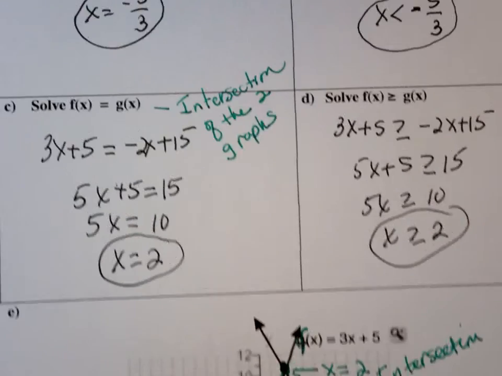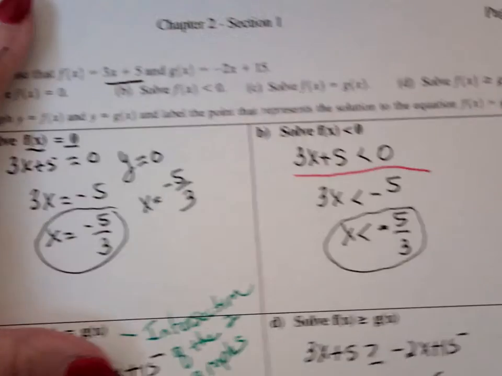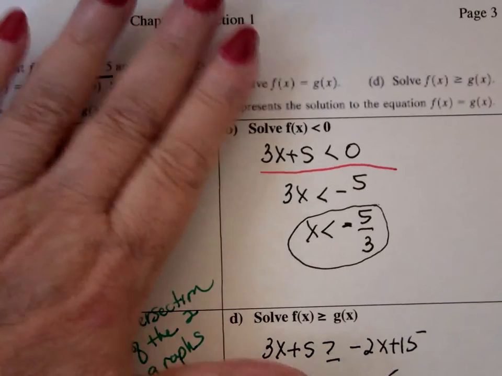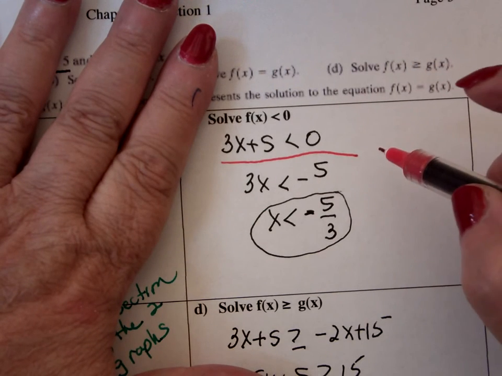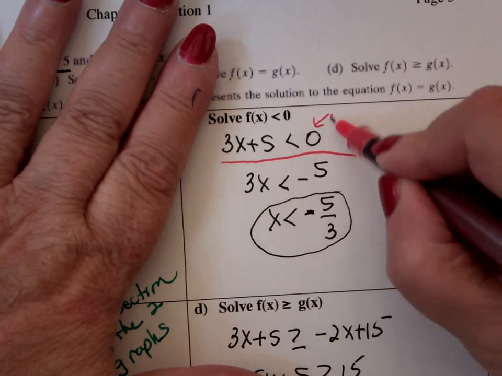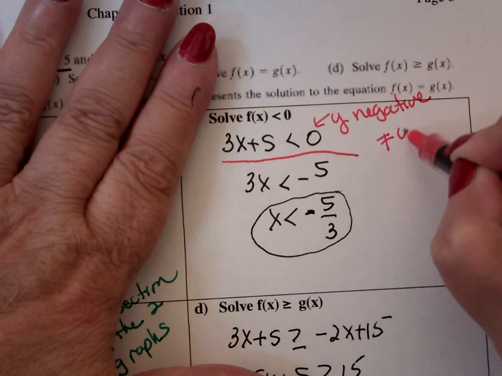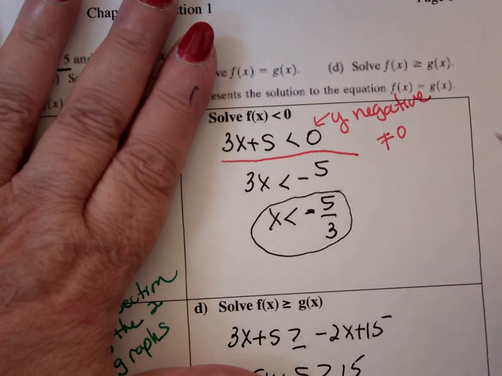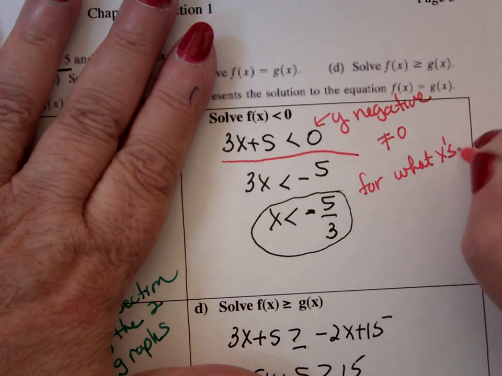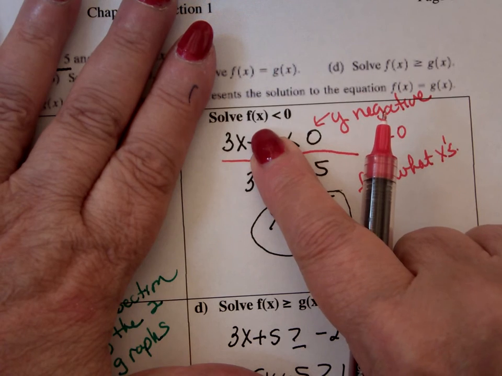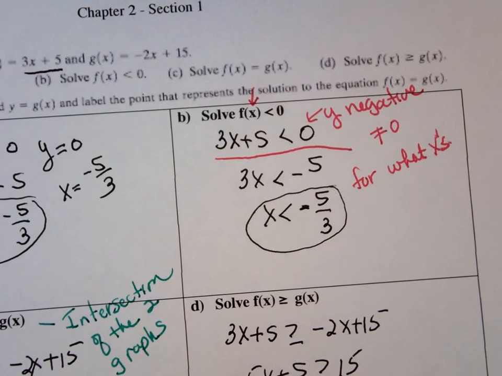It asked me a question. Where is 3x plus 5 less than 0? What it's asking me, basically, is I want to have y negative and not equal to 0. And for what x's? Because it says y is less than or equal to 0. What's not given to me is an x value, so it's actually looking for the x values where that occurs.